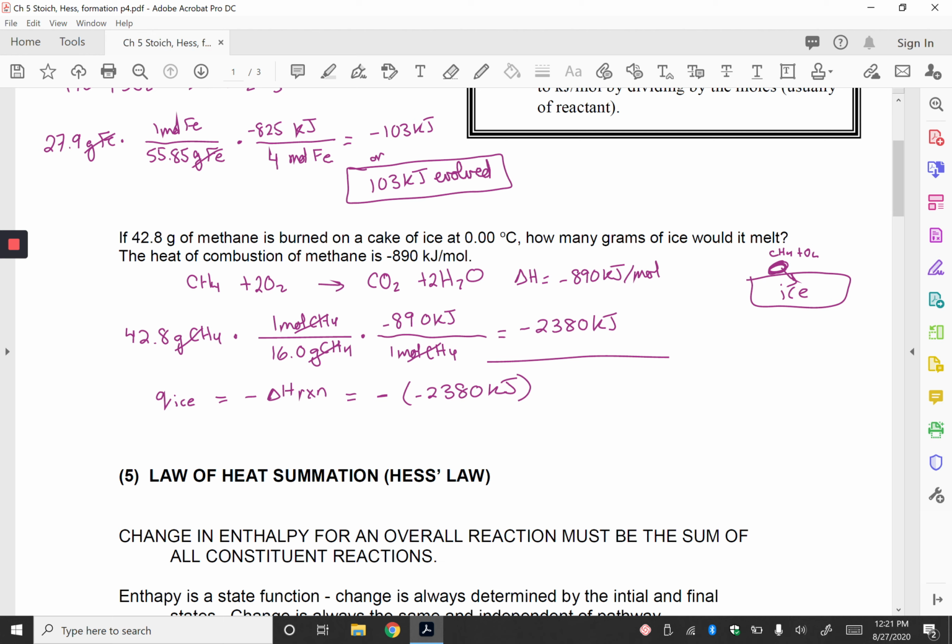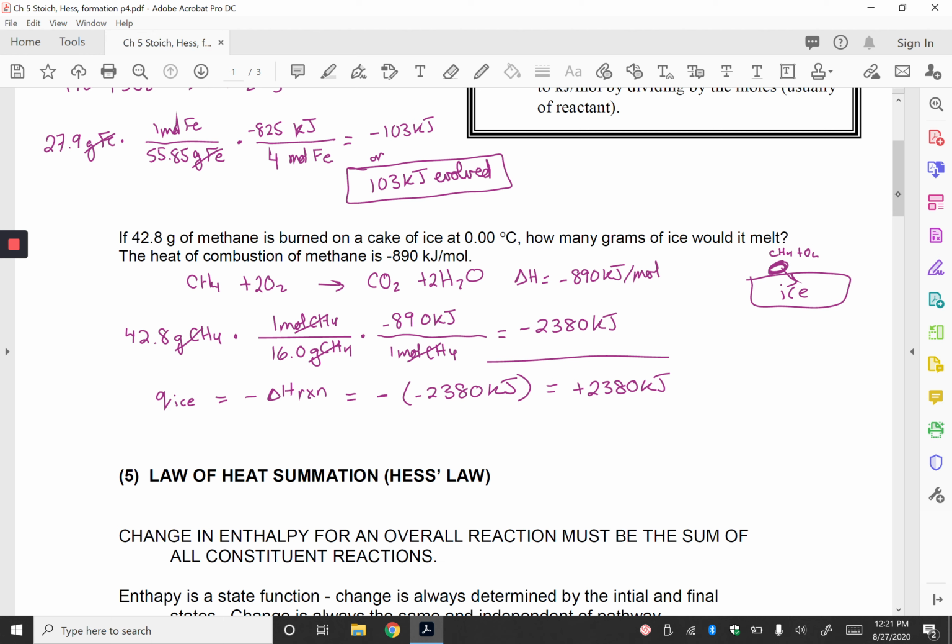Because once I figure out that this is positive 2,380 kilojoules, this is the Q of ice, and it's telling me that the ice is at 0 and it's going to melt. So that's actually a phase change, not an MC delta T. So normally, if it was water, the temperature would rise or something like that, I'd do an MC delta T. In this case, I'm doing a Q equals ML because I'm melting the ice.